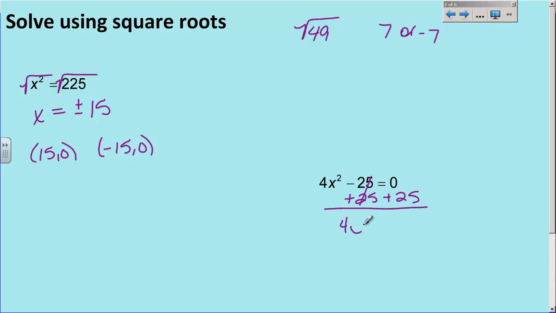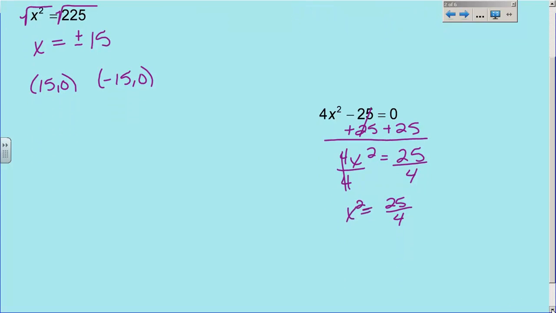So you have 4x squared equals 25. X, however, is still not by itself. Okay? So I'm going to have to divide both sides by 4. I'm not actually going to divide out 25 by 4 yet, because that doesn't come out to a nice pretty little number I want to work with. So what I have is x squared equals 25 over 4.